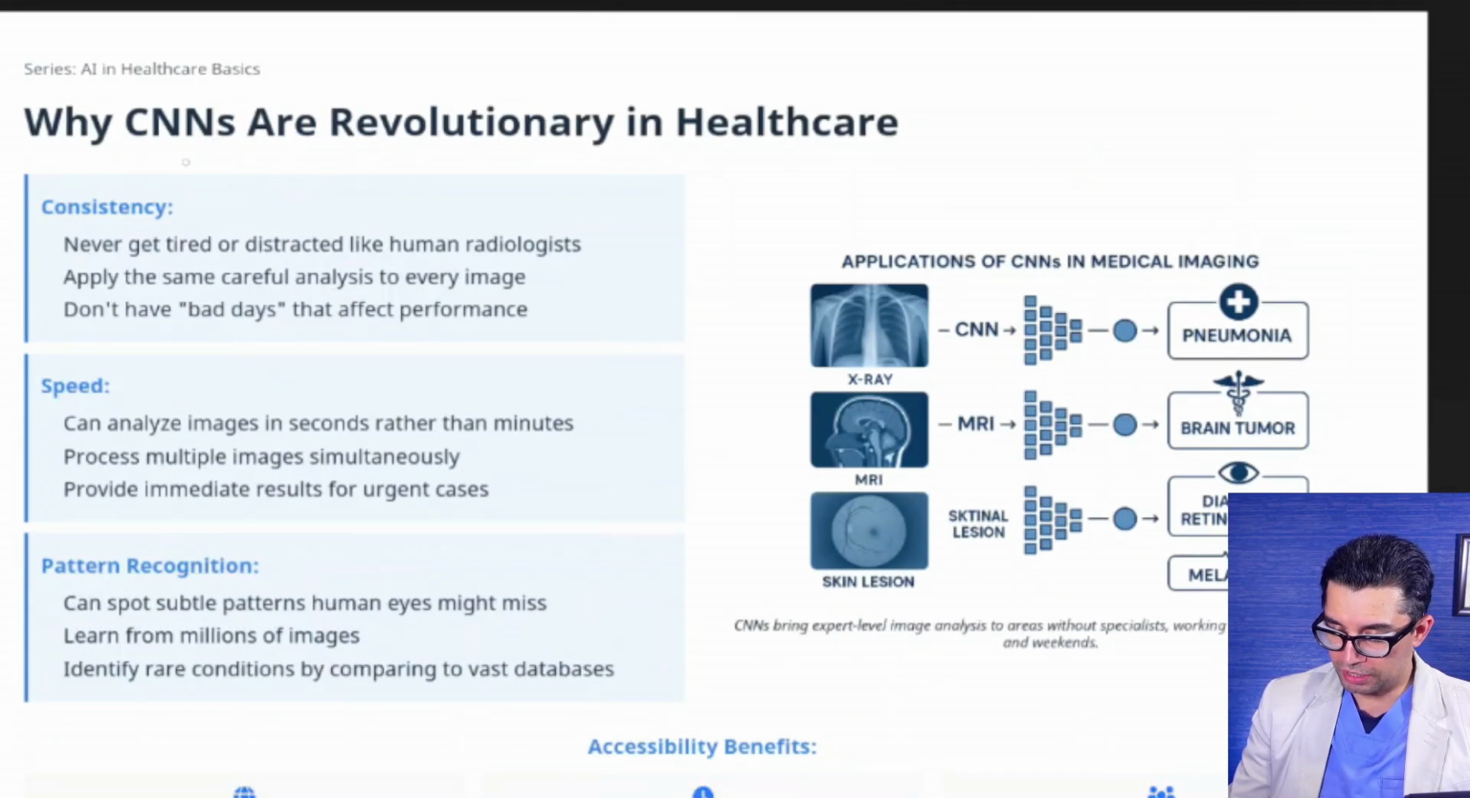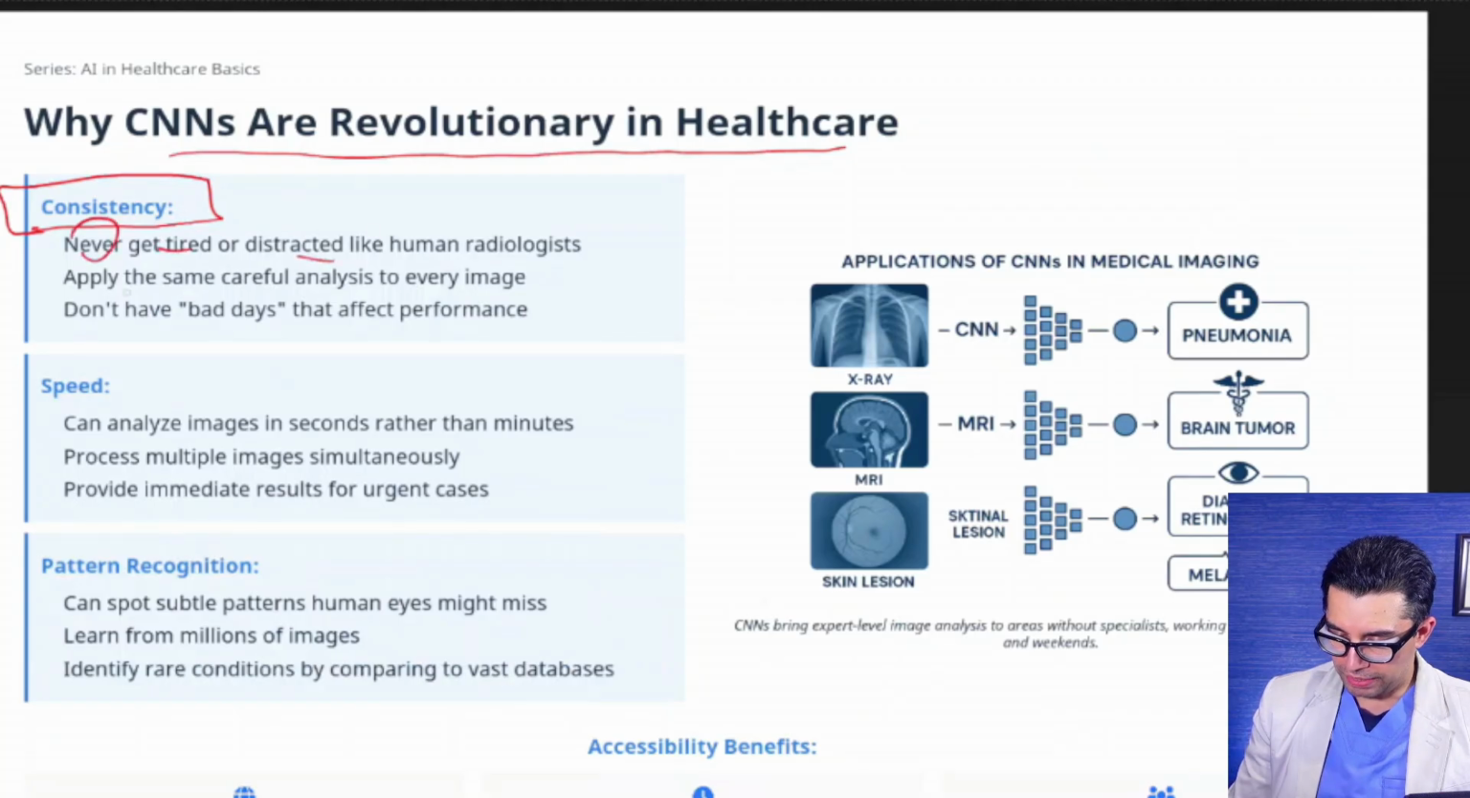But why are they revolutionary in healthcare? Well, consistency. They are trained and they will do the job. They never get tired or distracted. Apply the same careful analysis to every image. They don't have bad days that could affect their performance. And we all know we all have bad days.